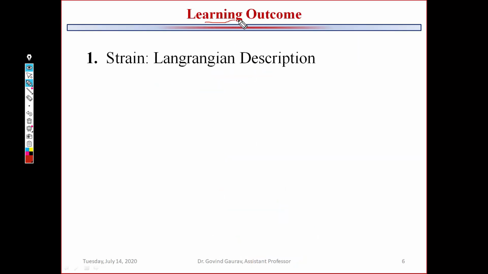So the learning outcome of this session would be, we have studied the definition of the strains in terms of the Lagrangian description. Whatever values of the strain we have calculated are on the basis of the initial configurations, which is the undeformed configuration.